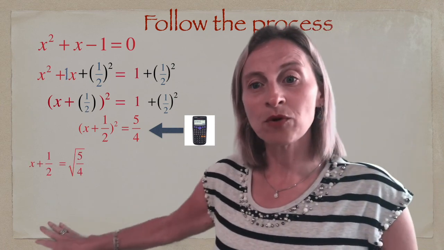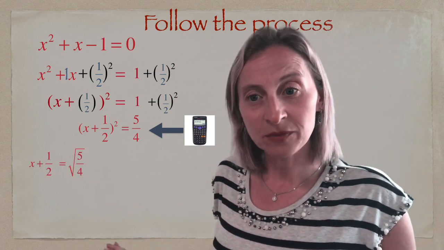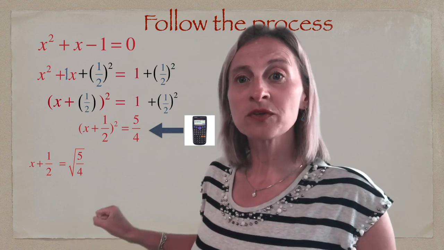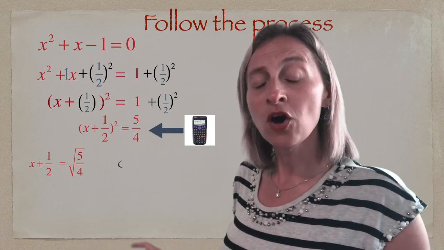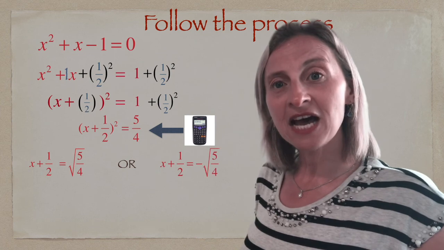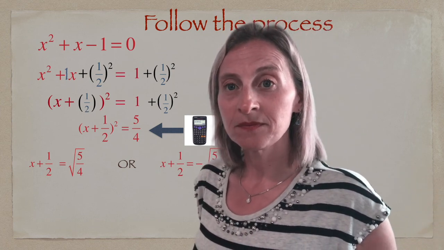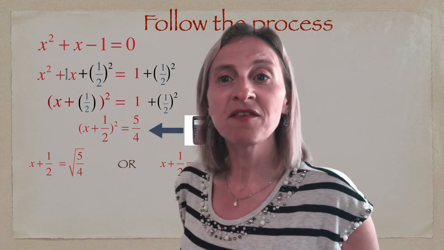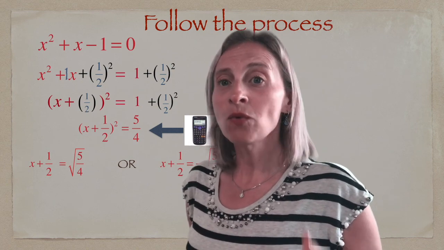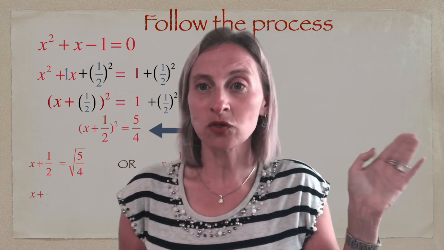And then I square root both sides. And what am I left with? X plus a half equals the square root of 5 over 4, or x plus a half equals minus the square root of 5 over 4. Now I want to be able to simplify this right-hand side. So what we have to remember is a little bit about our square roots.